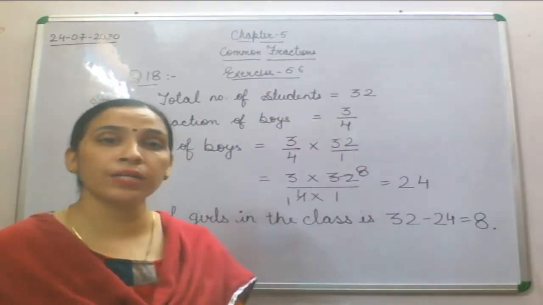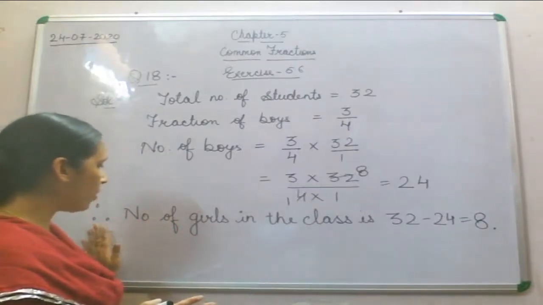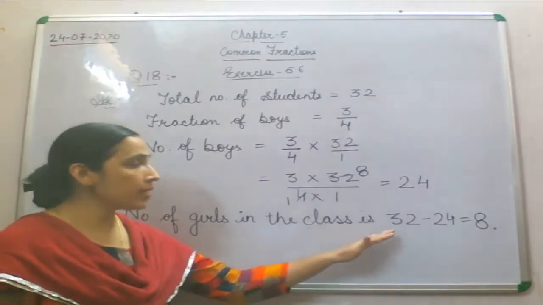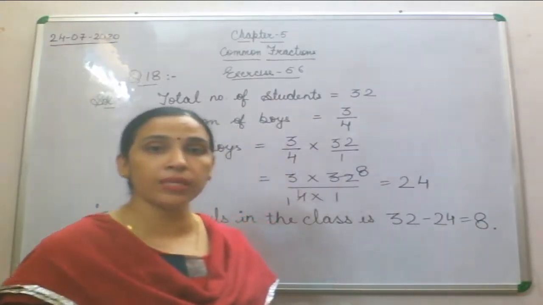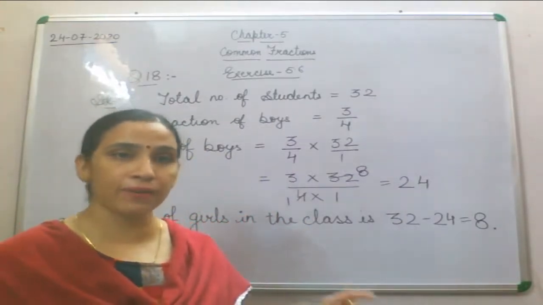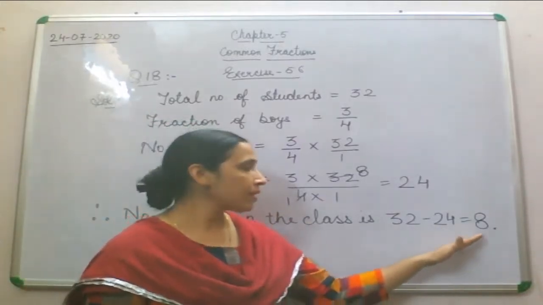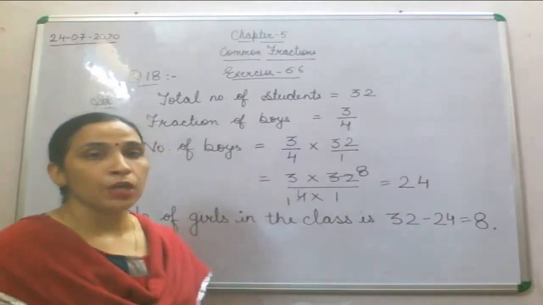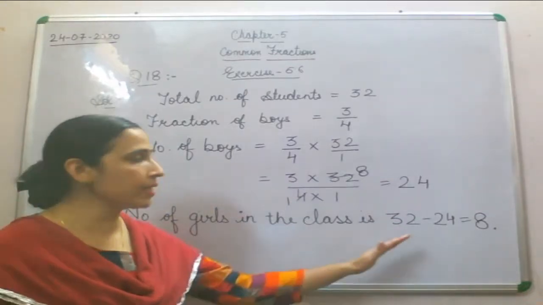Now what you have to find out is the number of girls. So what will we write? Therefore, the number of girls in the class is 32 minus 24. The number of boys will be subtracted from the total number of students. So you will get 8 as an answer, which is your number of girls. I hope that question will be clear to you all. The number of girls in the class is 8.